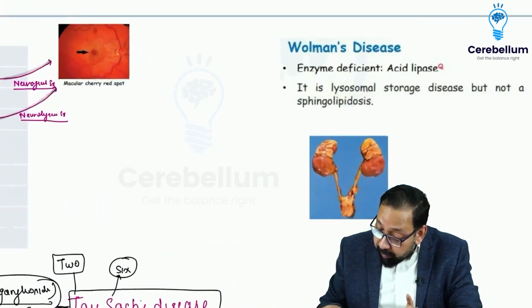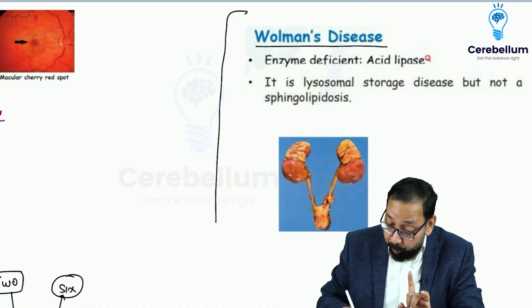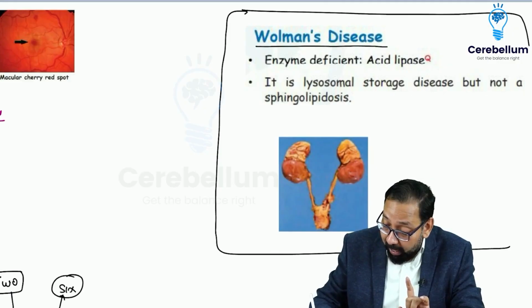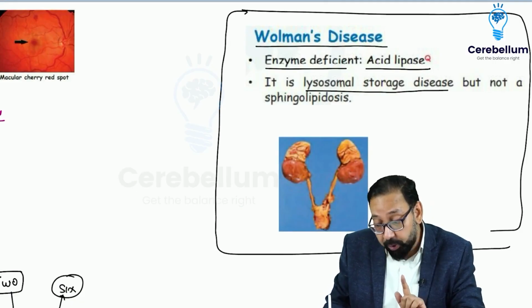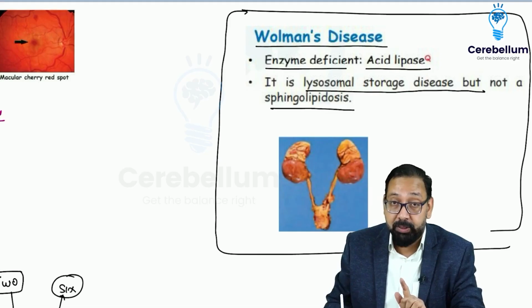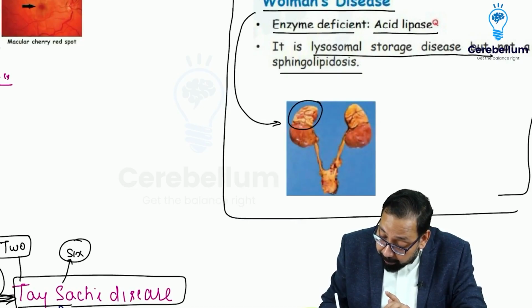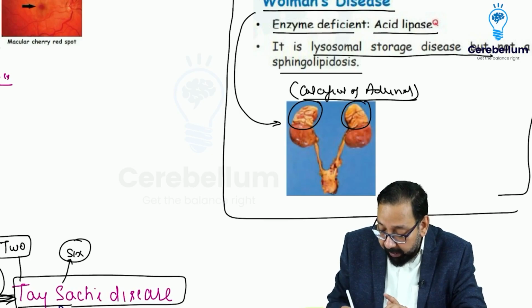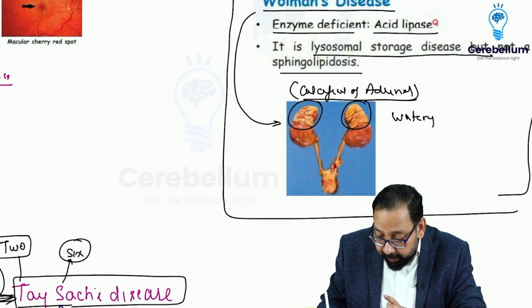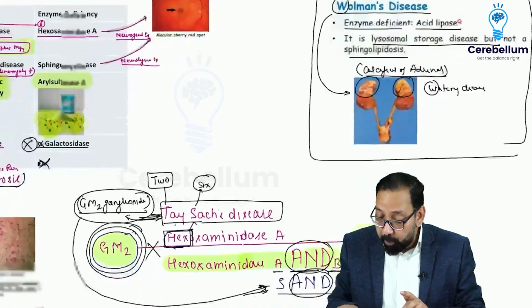Now we are discussing Wolman disease. This is not sphingolipidosis. Point it out. That's why I am putting it in a box. This is not sphingolipidosis. Yes, the enzyme defect is acid lipase. This is a lysosomal storage disease, but not sphingolipidosis. In this, there would be adrenal calcification, bilateral calcification of adrenals. This is a catching point. Sometimes in questions, watery diarrhea, W4 Wolman, W4 watery diarrhea. So this is about Wolman disease.